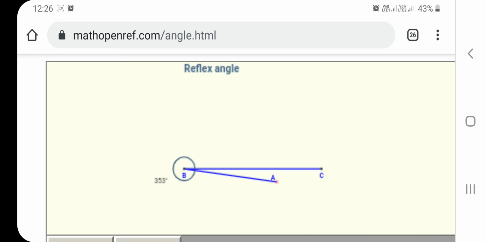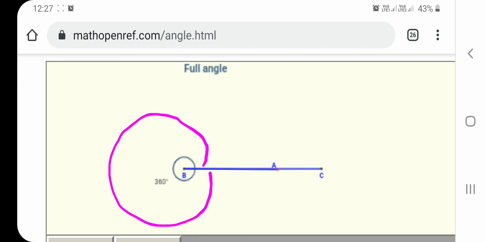If I make it a complete 360 degree angle, a whole angle starting from this, a whole complete circle, then it becomes a complete angle or full angle.